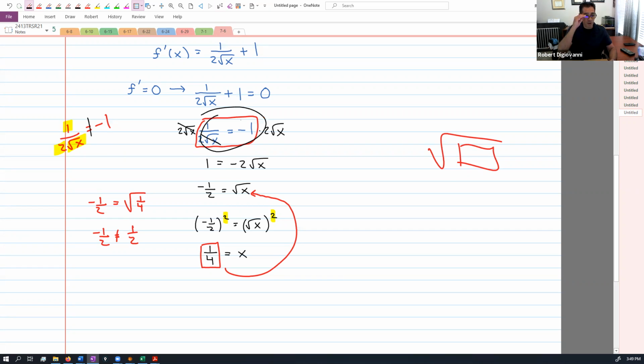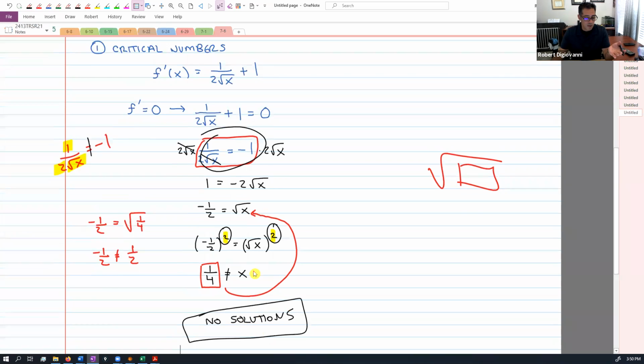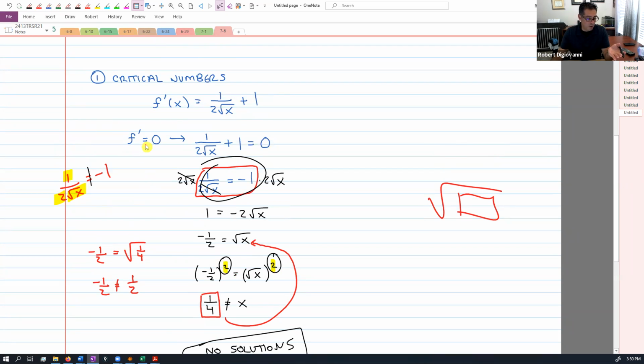Now we did the algebra, and Gabriella, all that algebra was perfect, except the part of checking. And you only have to check it if you square both sides. If you do it, then you have to check it. And so when we check it, it doesn't work, and therefore we have no solutions to that equation, which is okay. It just means we don't have a critical number for this part, the derivative being 0.